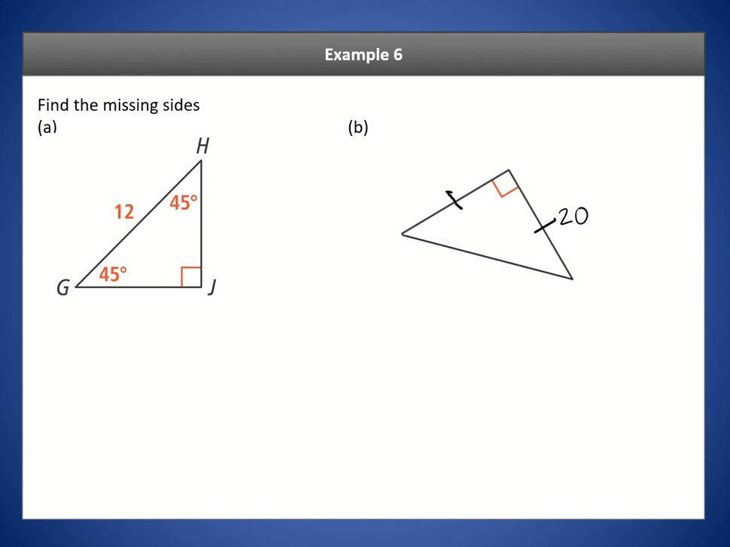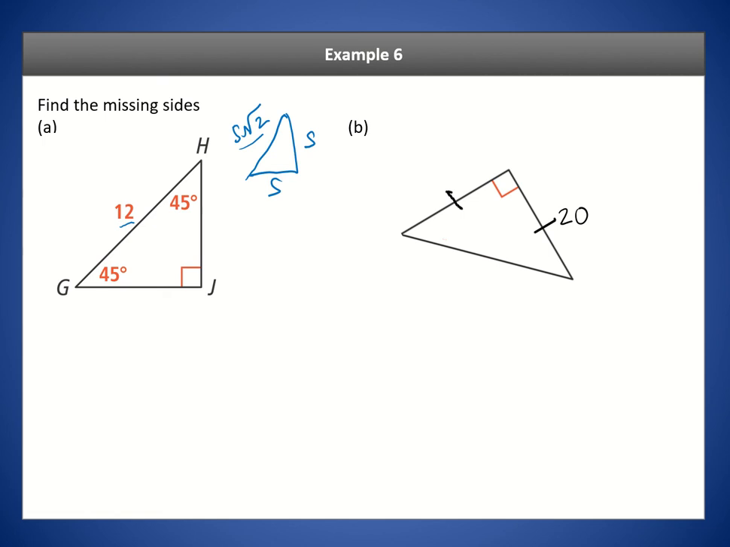All right, so example 6, find the missing sides using special right triangles. Now we know this is a 45, 45, 90 triangle. It's listed here. Now this is the hypotenuse. Remember that the 45, 45, 90 theorem stated that these are like S or X, whatever you want to call it. And then the hypotenuse is that times the square root of 2. Hold on, let me draw it again here. And so we know that 12 is equal to S square root of 2.